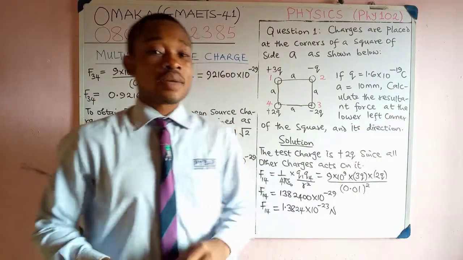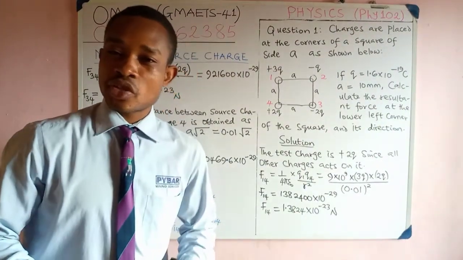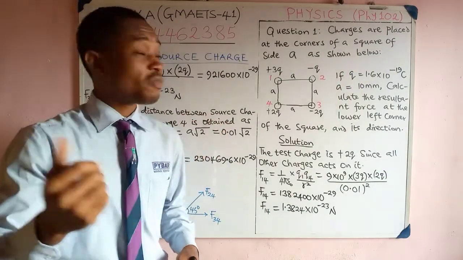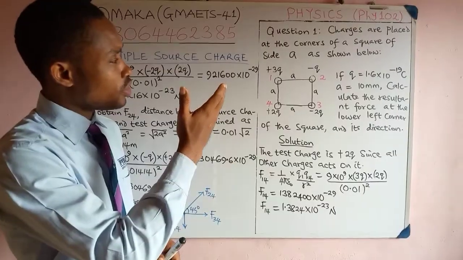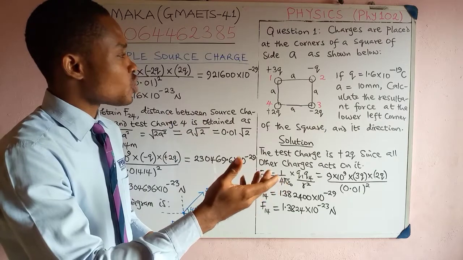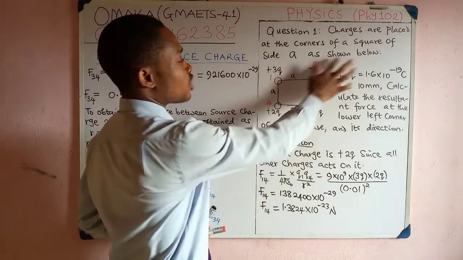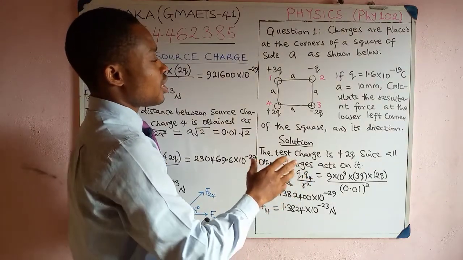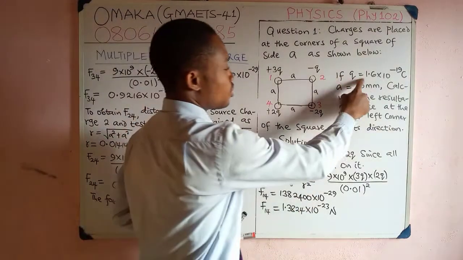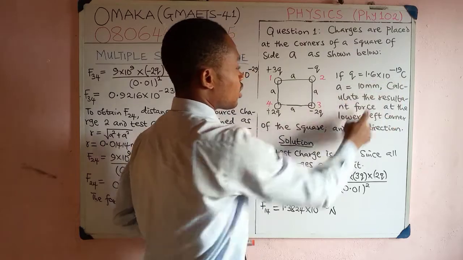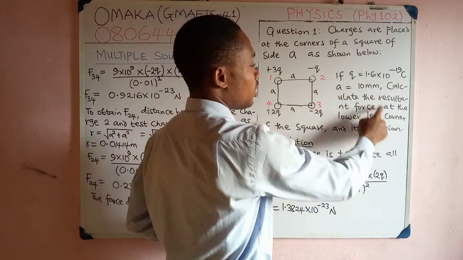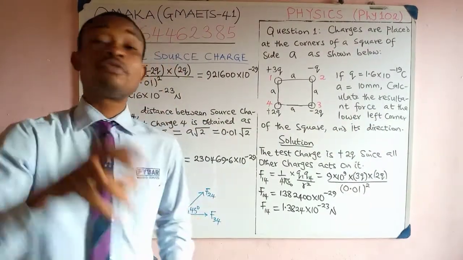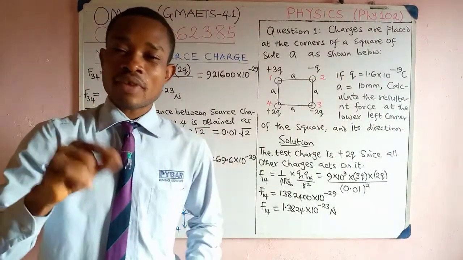Alright, so we have this example on the board. It's going to help us to understand how to apply the principle of superposition and the concept of multiple source charges. That's the question. Charges are placed at the corners of a square of side A as shown below. So this is the diagram. Now we are asked, if Q is equal to 1.6 times 10 to the minus 19 coulomb, A is equal to 10 millimeter, calculate the resultant force at the lower left corner of the square and its direction.